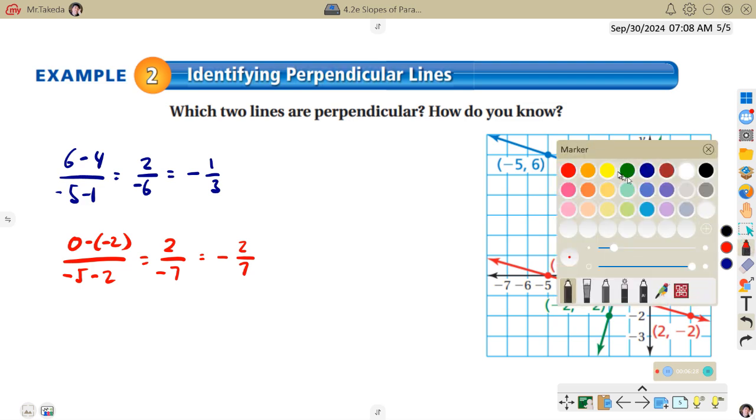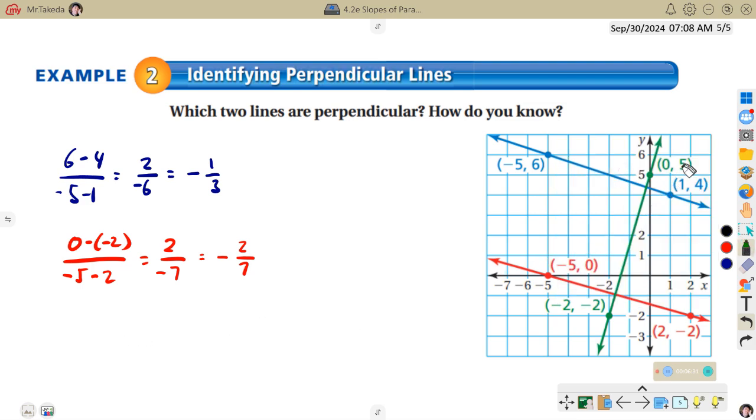And then for the green line, I'm going to go 5 minus negative 2 over 0 minus negative 2. 5 minus negative 2 is like saying 5 plus 2, which would be 7. And 0 minus negative 2 would be like saying 0 plus 2, which would be positive 2. So this one has a slope of 7/2. So which two lines are perpendicular? It would be the red line and the green line.